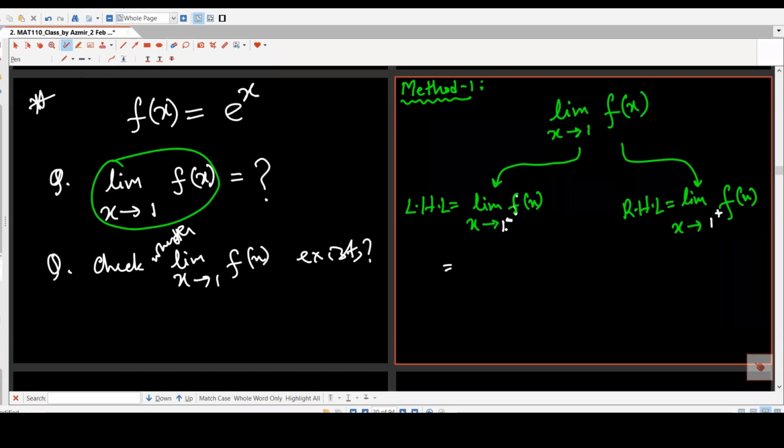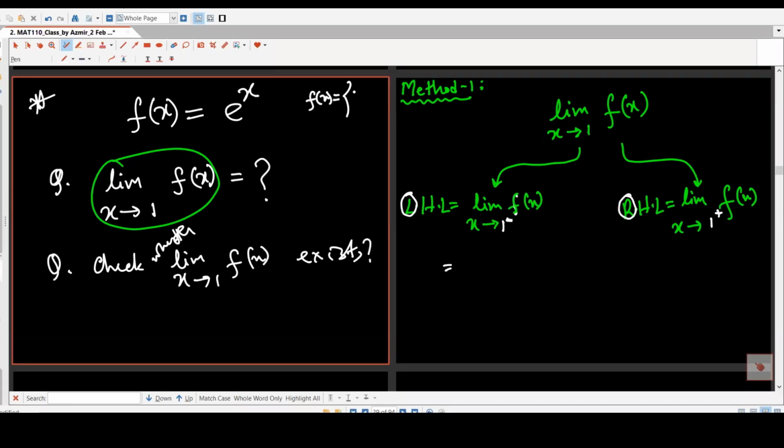We need to now find which function is leftward, which function is rightward. So we have a single function, f of x equals e to the x only. Since it is a single function, it is defined on the real number line. So that's why we can also think of it as a piecewise function. We can take 2 functions, 3 pieces, or we can take 4 functions, whatever we want.